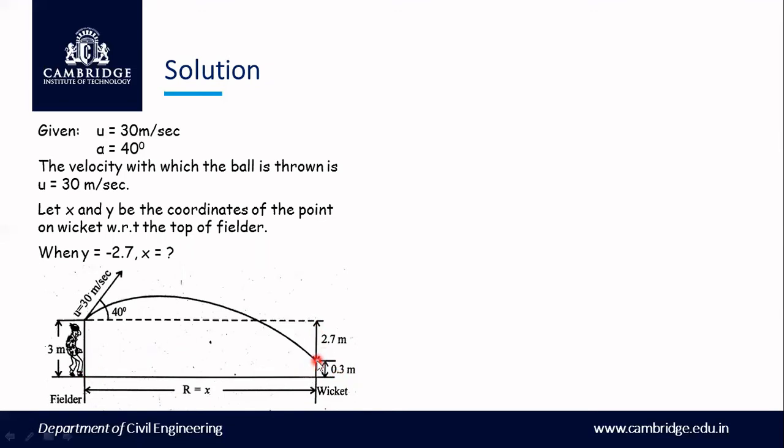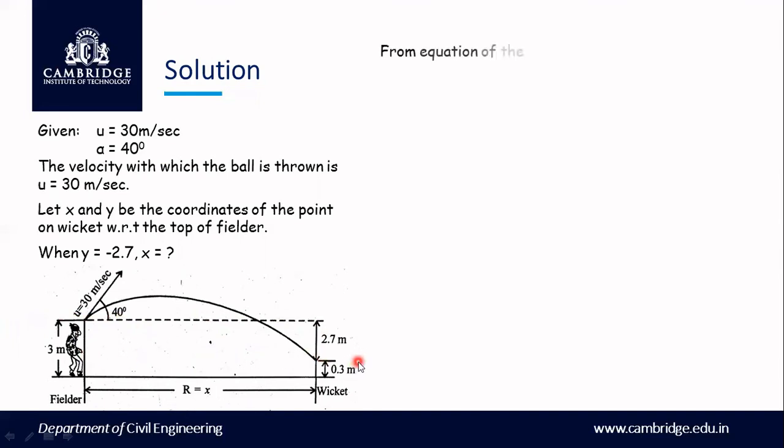At this point, if we are taking the starting point as the origin, the zero x line and zero y line, we are going to measure down from the zero line. So y for this point will be minus 2.7. X will be positive itself, but what is this x? We need to find out.